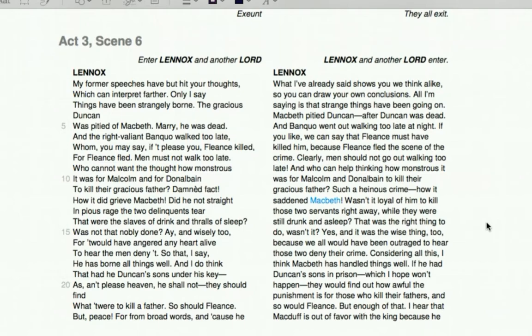Let's take a look at what Lennox says, and we'll then trace how the witch's prophecy over Macbeth, over his downfall, plays into this scene.